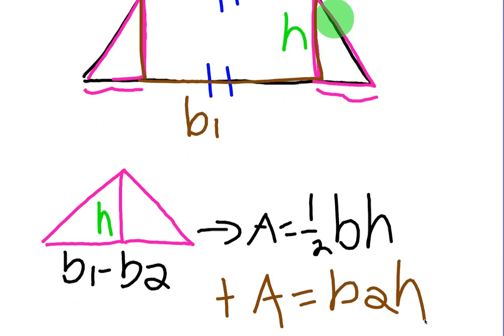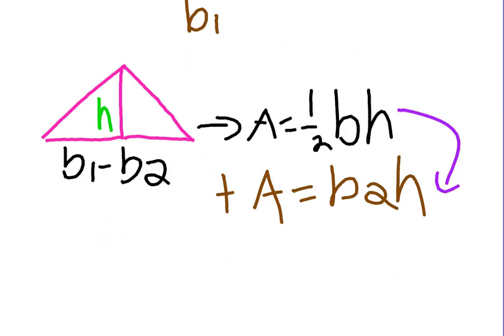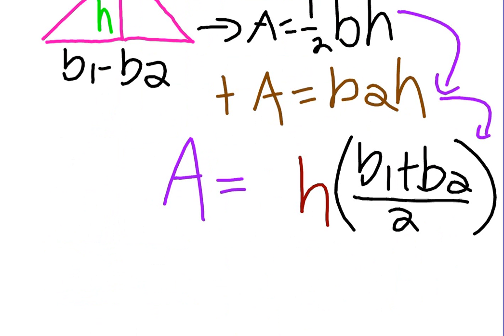All right, so if we add these two areas up, we will get the area of the trapezoid. And I'm not going to actually do that work. It's going to take more steps than we really have time for. It's just H times B1 plus B2 over 2.